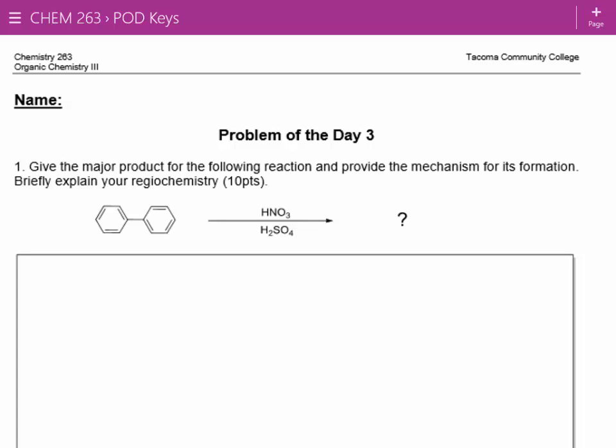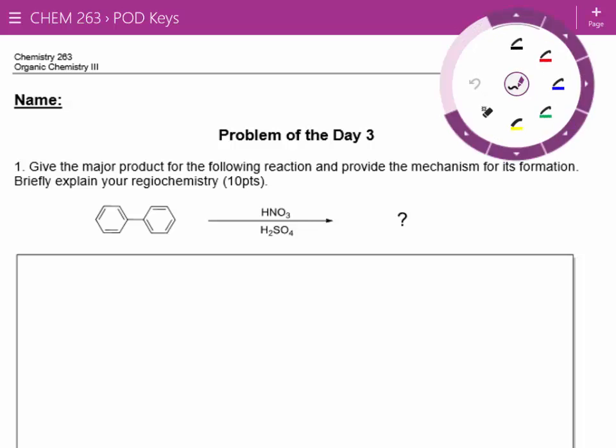All right, so problem of the day number 3 was a little bit tricky. It was an abstract problem because we haven't talked about phenyl groups and whether or not phenyl groups are electron donating or withdrawing, or whether or not they're ortho or meta activators or directors. So we have to do some reasoning here.